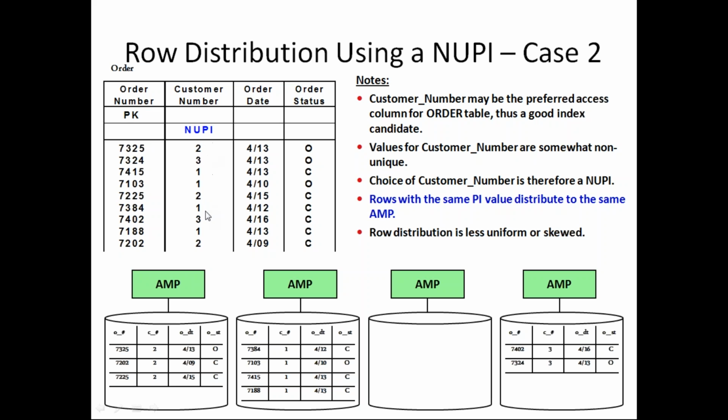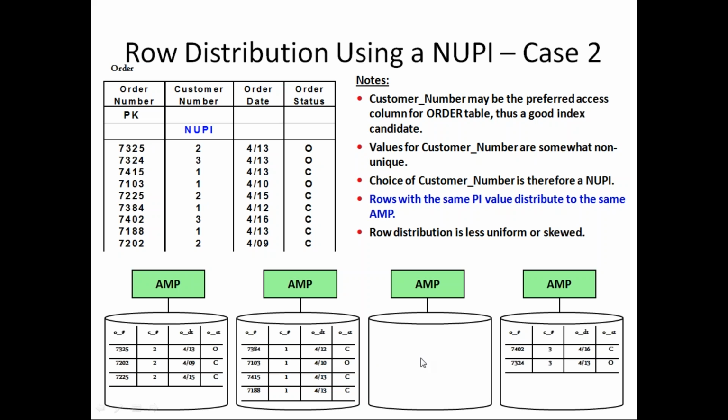So how many unique values are there in the customer number? 1, 2, and 3. And how many amps do we have here? 4 amps. When these non-unique primary index values are hashed by the hash algorithm, all ones will generate the same row hash value and will be stored in the same amp. So all ones are stored in amp 1, and all twos will generate the same row hash value and determine the same amp to be stored. So all twos are stored in the same amp, and all threes would generate the same row hash value, so all threes would be stored in an amp. So 1 amp is empty for this data table.